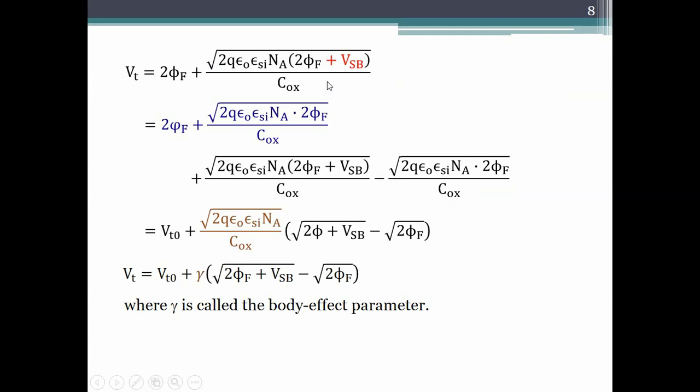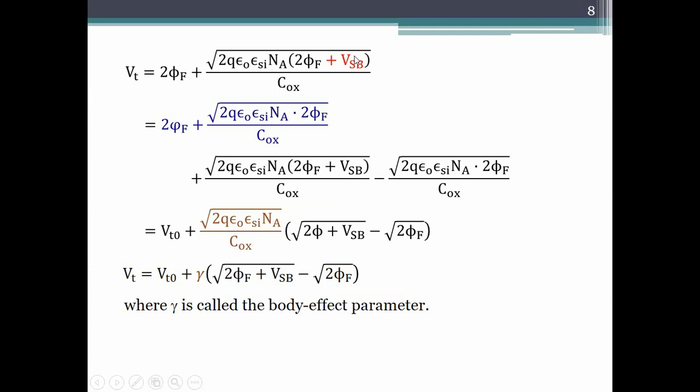We'll just look at this equation and leave it at that. If there is a body voltage present, and in MOSFETs all voltages are measured with respect to the source, so we say if there is a source body voltage present, then the expression for the threshold voltage gets modified to this. So an additional term is added to the 2φf under the square root.